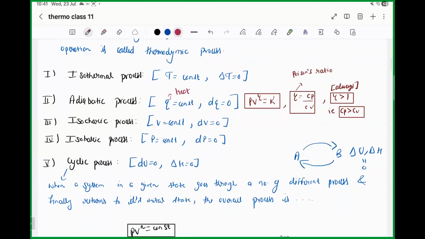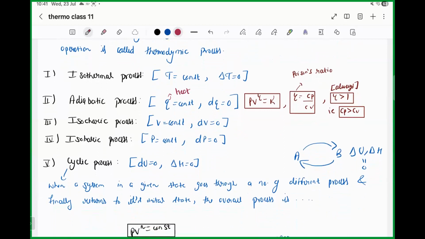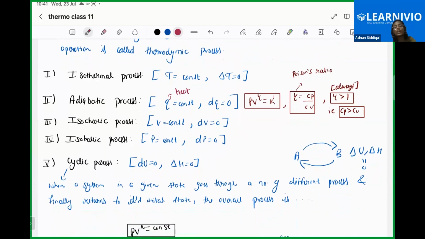So what about isochoric? Isochoric means now the volume is constant. Isobaric means now the pressure is constant. If something is constant, it is not going to change. If it is not going to change, then the change is going to be 0. That means delta T is 0, delta Q is 0, delta V is 0, delta P is 0.